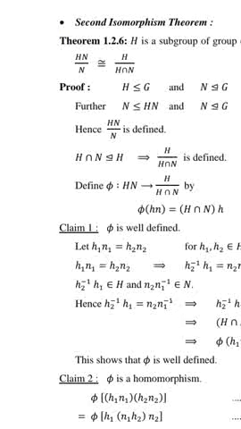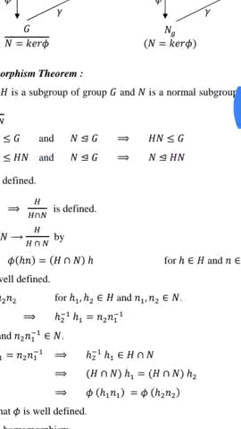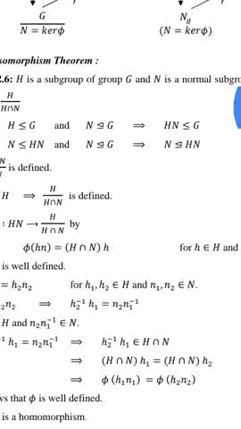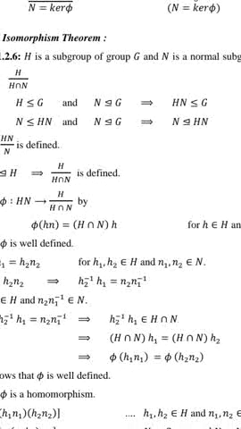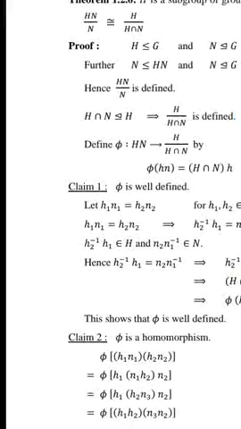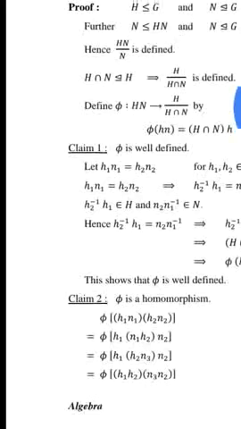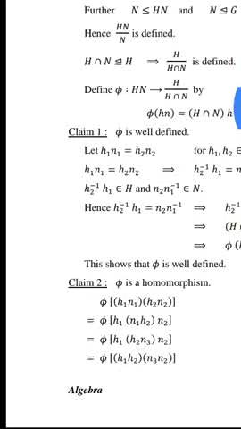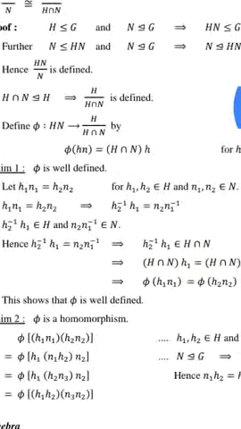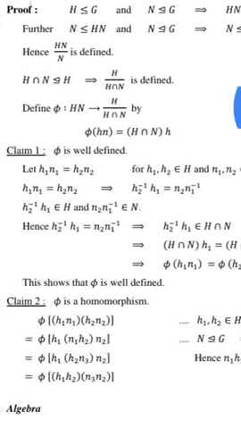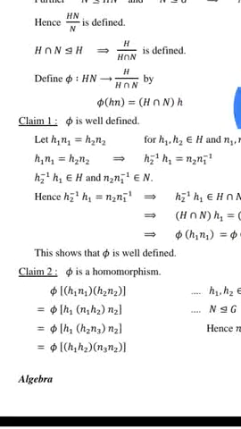For the proof, it is clear that H is a subgroup of G and N is a normal subgroup of G. Therefore, N is a subgroup of NH, and N is a normal subgroup of G. Therefore, N is a normal subgroup of HN. Hence, HN divided by N is defined. Now H intersection N is a normal subgroup of H. Therefore, H divided by H intersection N is defined.